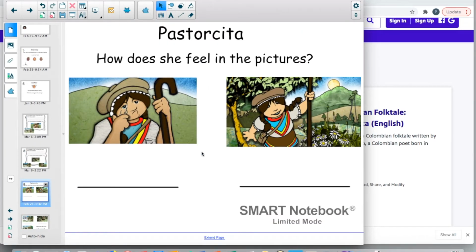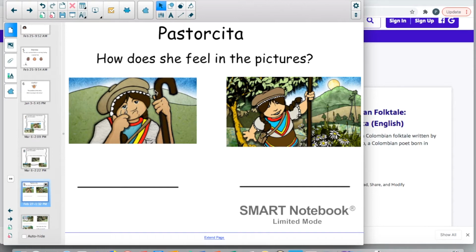Next, I wanted to say, like I said, we're identifying the emotions of the characters. So once again, I pulled out those images, right? This was her problem when she lost her sheep, and then over here was when she was happy and they were all reunited. So I wanted to ask Pastorcita, how does she feel in these pictures?